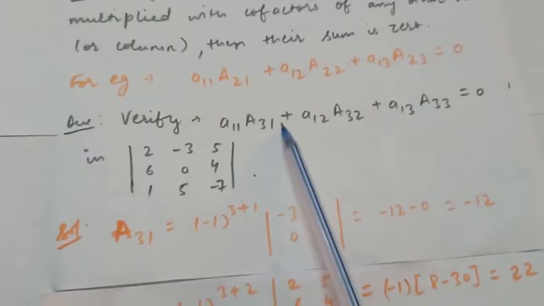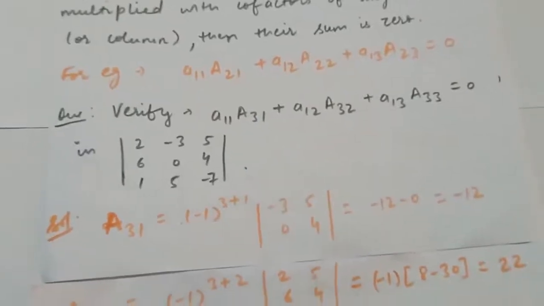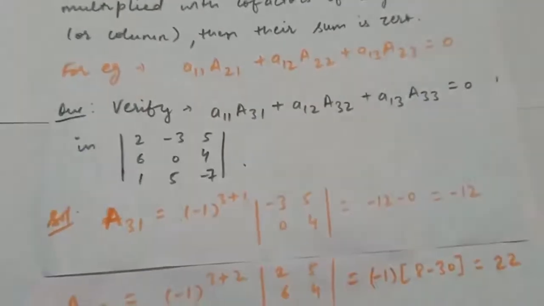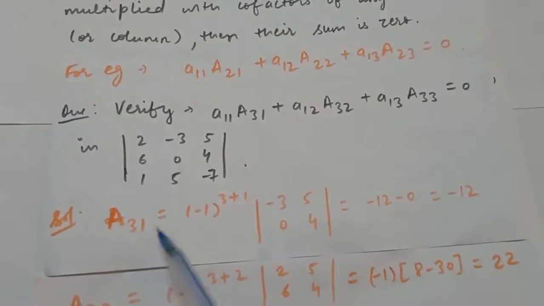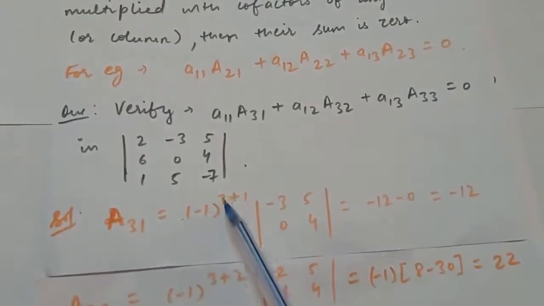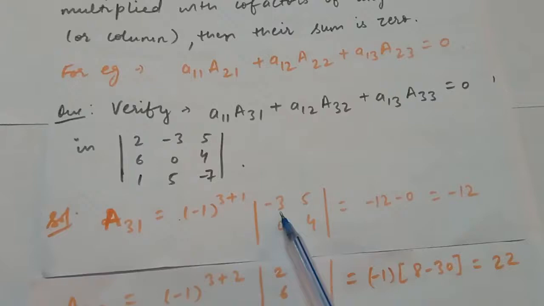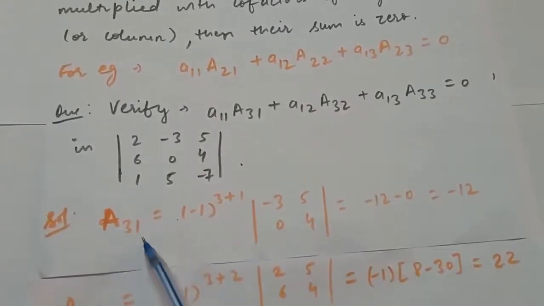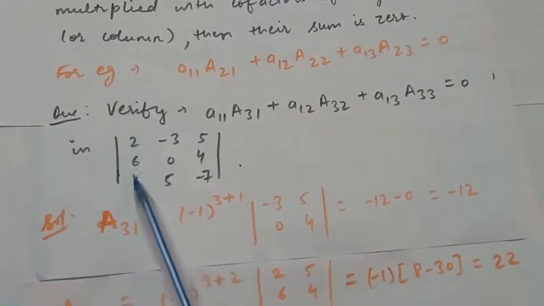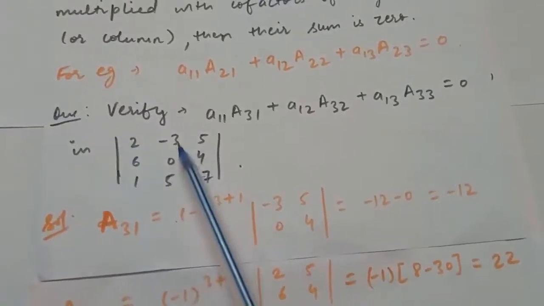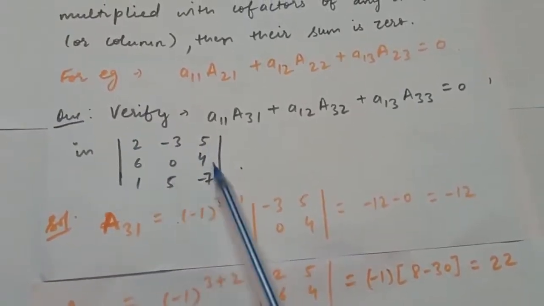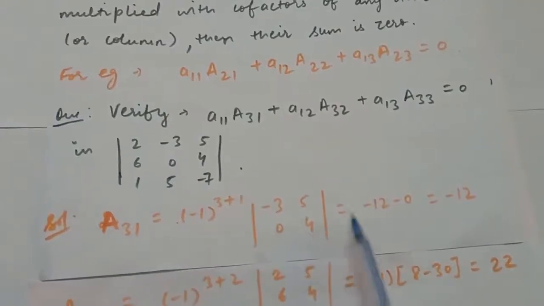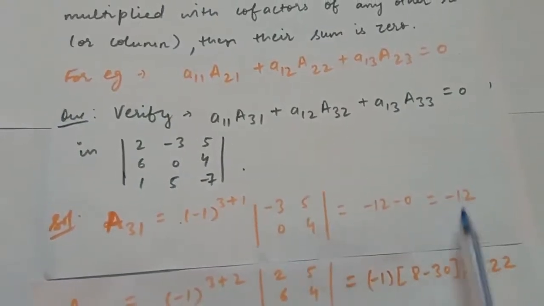For this, first of all, find the cofactors of the elements of the third row. So A31 will be -1 raised to the power 3 plus 1 into the determinant which you will get after deleting the third row and first column. So you will get -3, 5, 0, 4. The value of this will be -12.